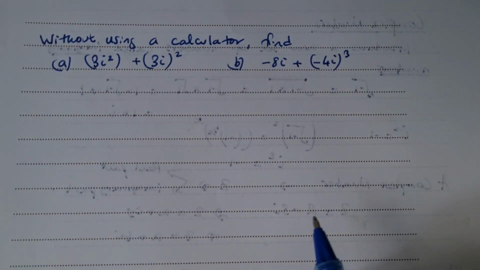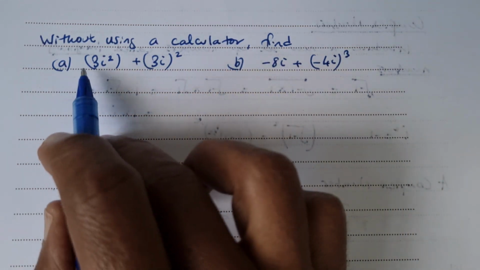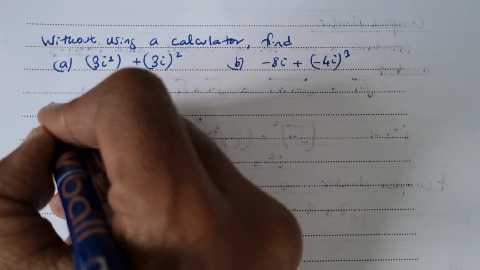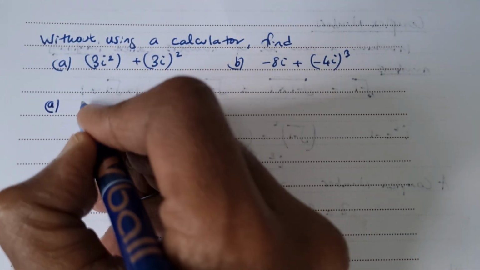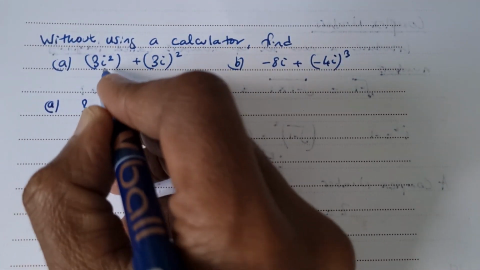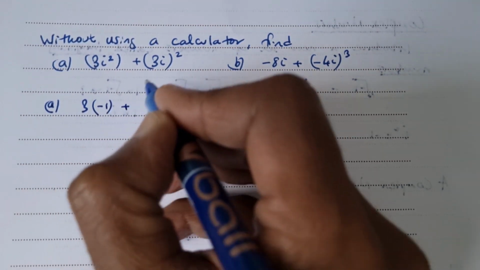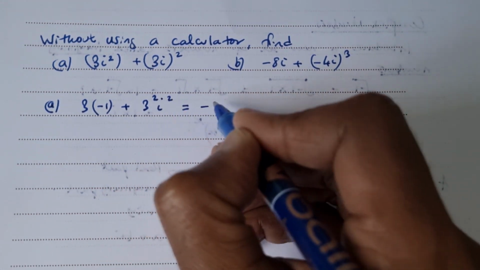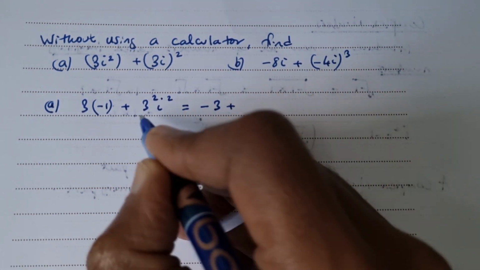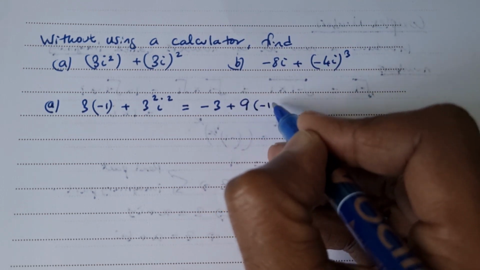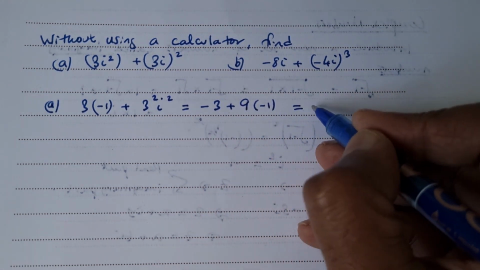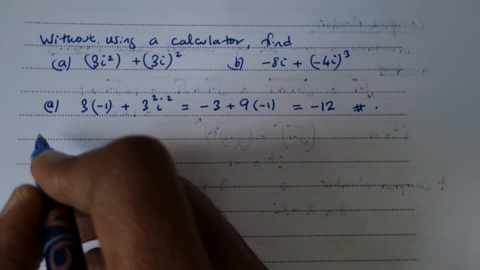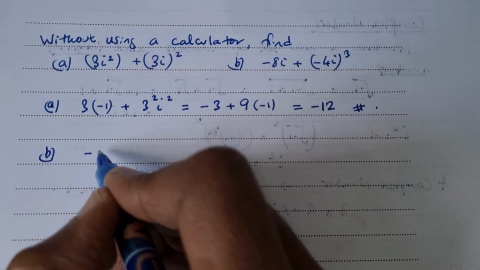Now here are a couple of examples. Without using a calculator, we need to find 3i squared plus 3i all squared. For part A of this question, we've got 3, which is alone, times i to the square. We know that i squared is negative 1, plus 3 squared times i squared. So now we're looking at minus 3, plus 9 times minus 1, because i squared is minus 1. So basically now we're looking at negative 12. Now that's our solution.